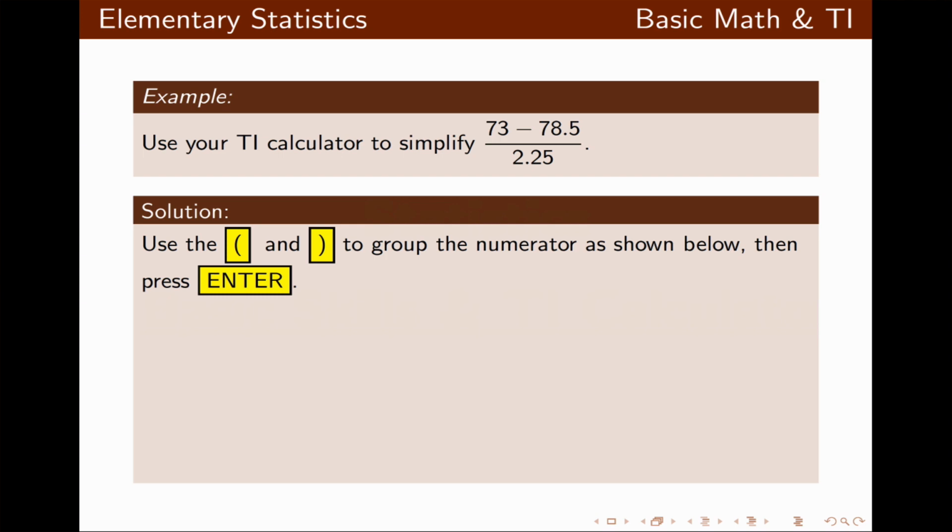First, we have to make sure that we group the numerator using parentheses and then perform the division. So we open parentheses, type in the numerator, then close the parentheses, then use the division symbol to divide by 2.25, and to execute, we hit enter.